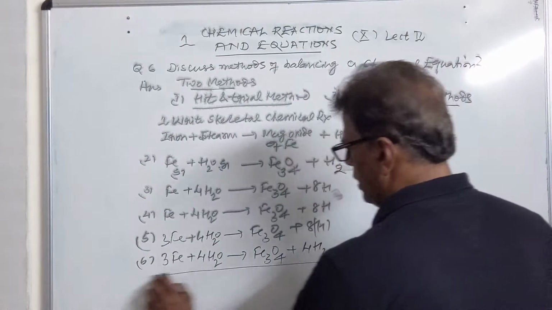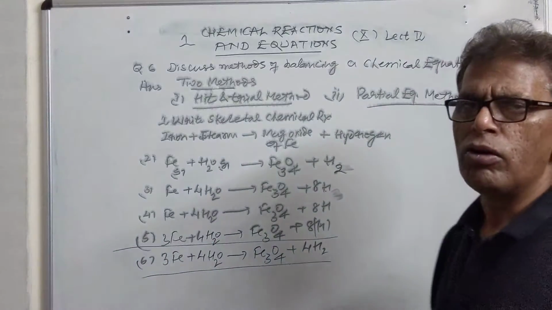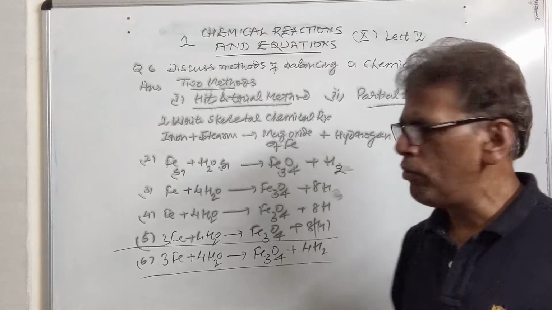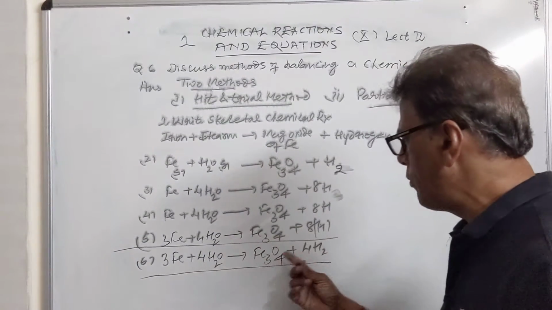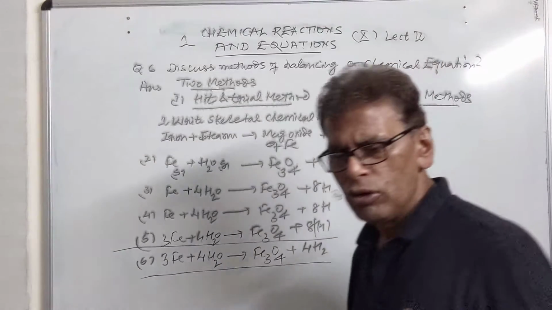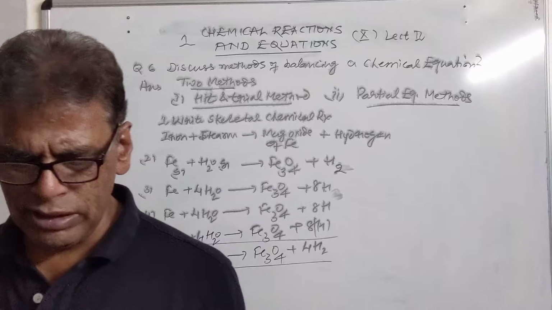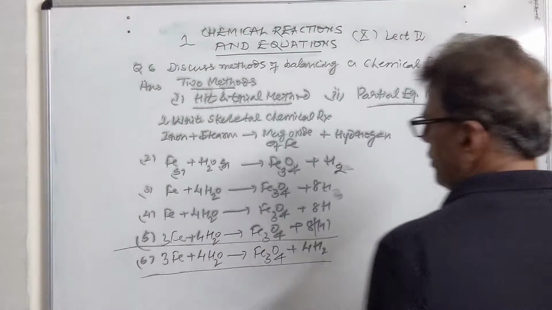This is our balanced chemical equation. Now you can count, it follows the law of conservation of mass. It has same number of iron atoms on both sides, it has same number of oxygen atoms on both sides, it has same number of hydrogen. So it is our balanced chemical equation. Similarly, we can balance other equations.